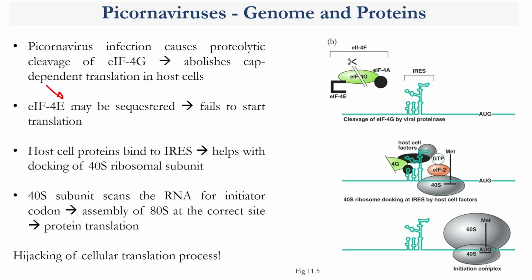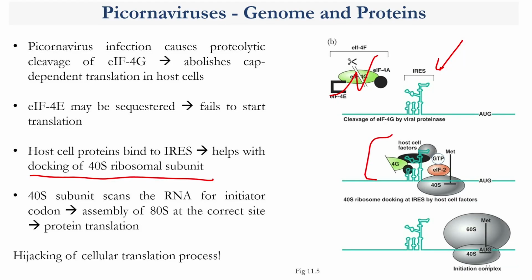Your 4E may bind to other components, it may be sequestered, such that it becomes unavailable to start translation. So that sequestration of 4E will aid in stopping this process, so as a result, translation won't start. Your host proteins will bind to IRES, and then it will help with the docking of the 40S subunit. So what you have done now is you have interfered with this complex. As a result, it won't go to try and translate the cellular mRNAs.